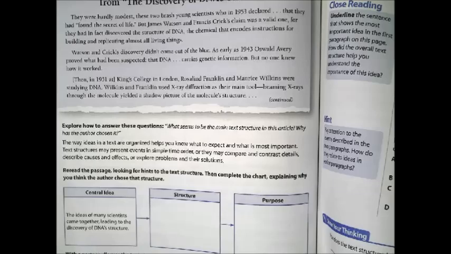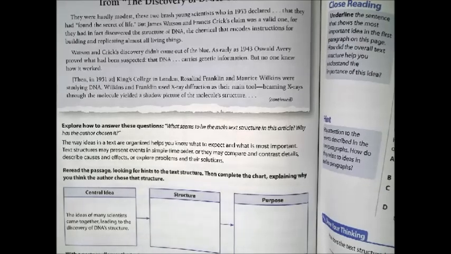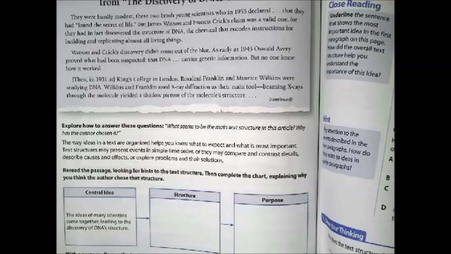So, I have to recognize which structure. Considering that it has dates and order, I can best assume that this is chronological order. The structure is chronological. Because this article is about the history of discovery of the structure of DNA, the author wants to show the order of events that led to the discovery.